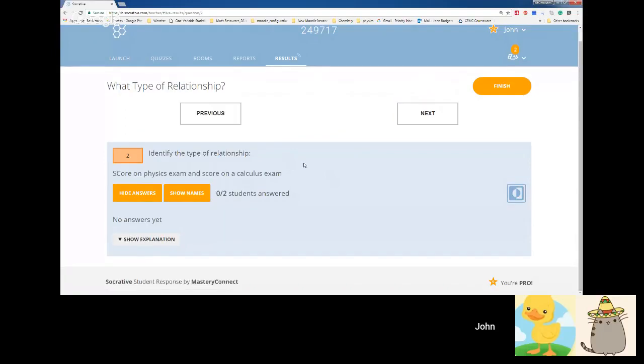Next. Okay, a score on a physics exam and a score on a calculus exam. So is this cause and effect, or is there a third variable involved? I don't know. There we go. This is a hard one, obviously. This is the one where you probably know.